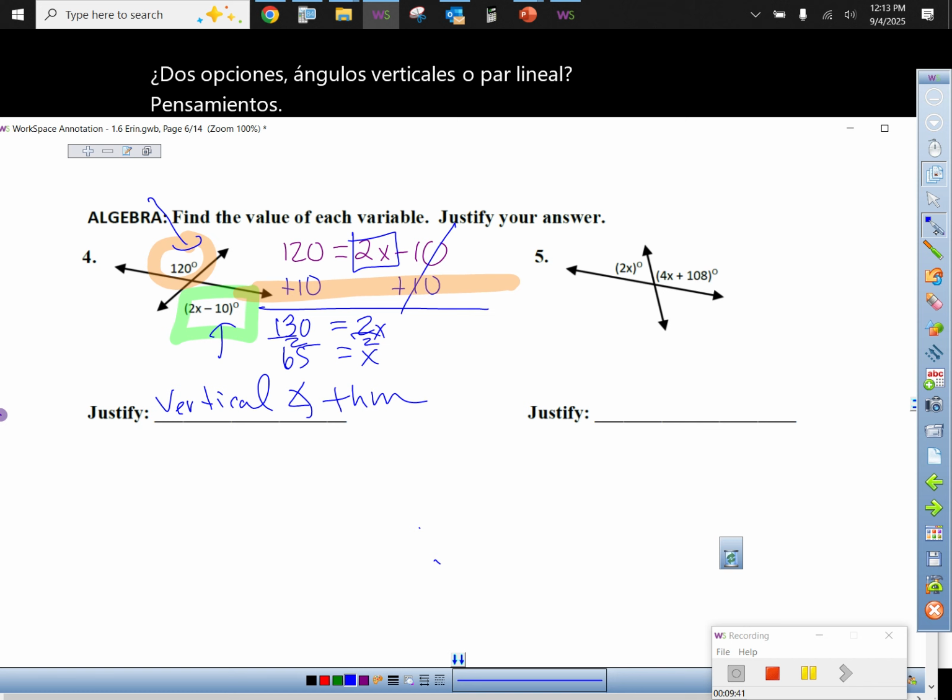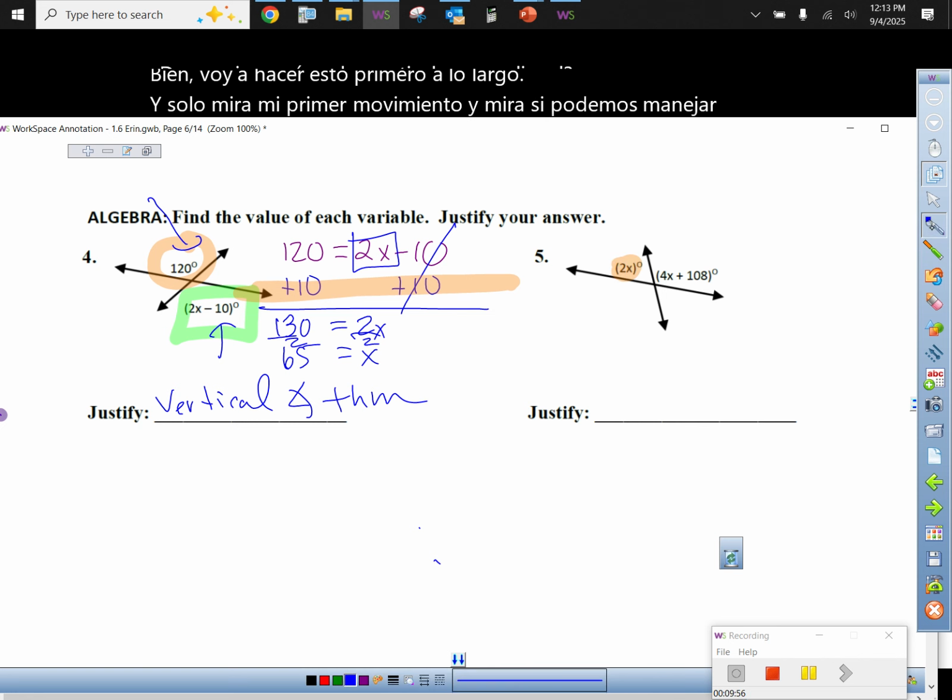Okay, I'm going to do this first one the long way. And you just watch my first move and see if we can handle skipping it. I'm going to take this, right? You don't need to write this down. Just watch. 2x. And I'm going to take this, and I'm going to add them together. And didn't you say I need to set that equal to 180, right? I was supposed to add those together and make it equal 180.